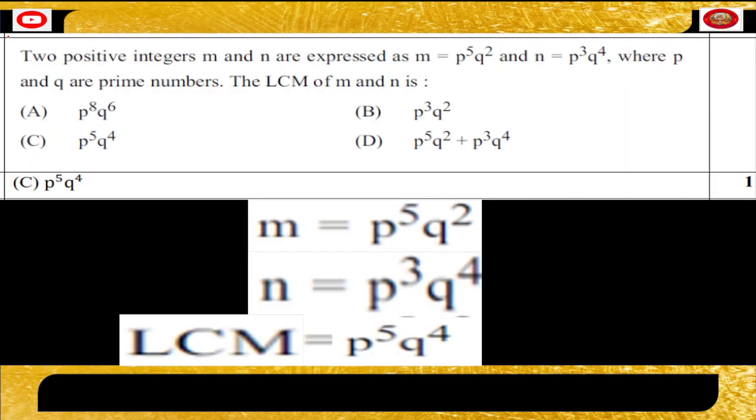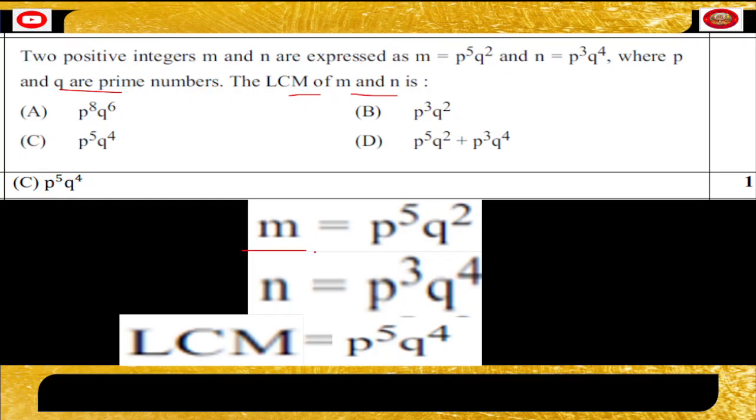Next question. Two positive integers m and n are expressed as m is equal to p raised to 5 into q square and n is equal to pq into q raised to 4, where p and q are prime numbers. The LCM of m and n is.